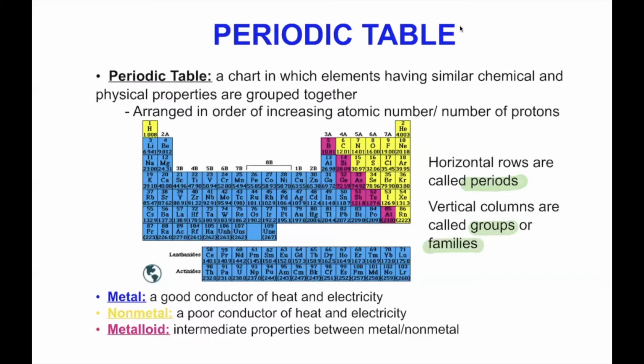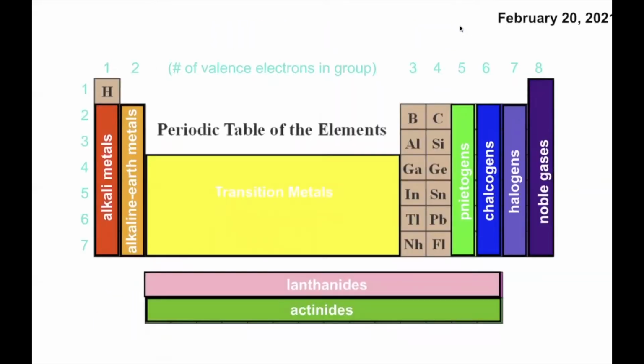In the above periodic table, it is color-coded. The blue elements are good conductors of heat and electricity, and those are considered metals. The yellow elements are poor conductors of electricity and heat, and those are considered non-metals. And in between those two, metals and non-metals, we have the metalloids, which have properties that are in between metals and non-metals. Now, of course, we're going to have names for some of these elements and groups of elements.